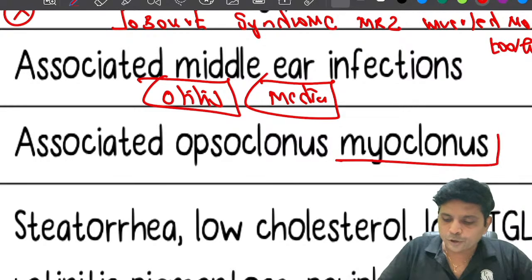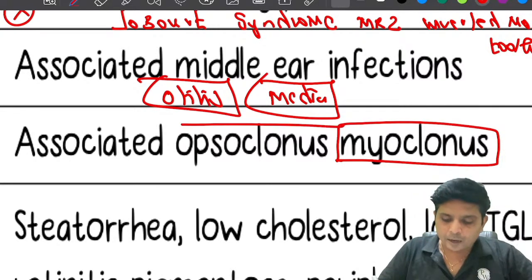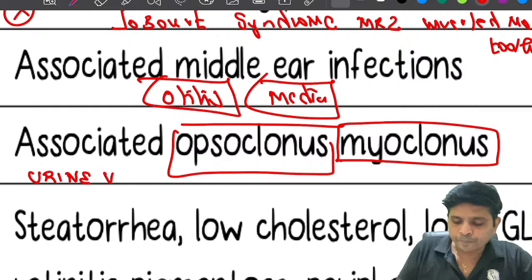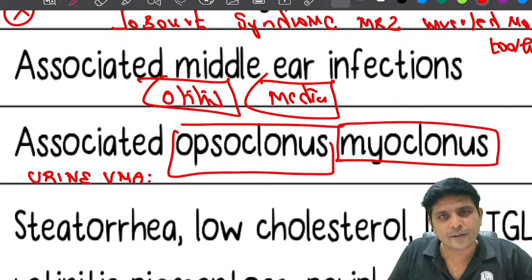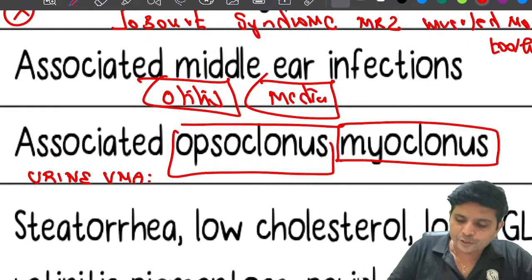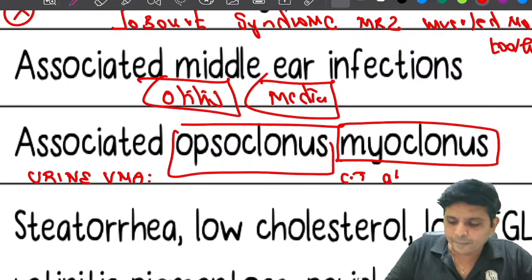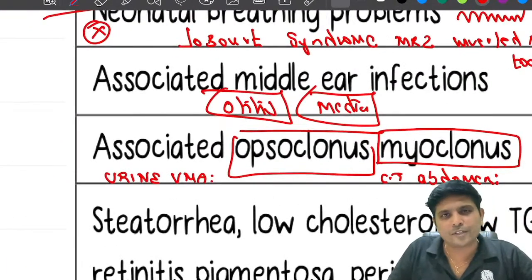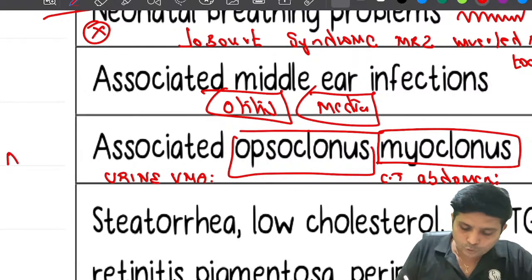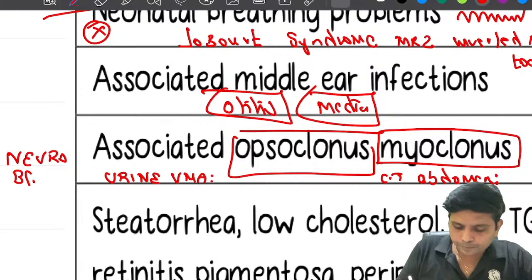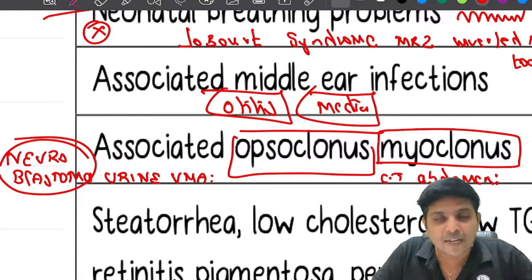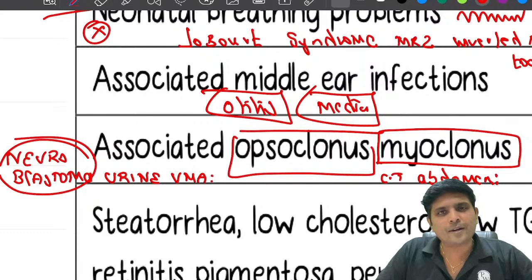When you have myoclonus leading to ataxia and opsoclonus, the first investigation that you need to take is urine VMA. This is the clue I am going to give: urine vanillyl mandelic acid. Second, you need to take a CT abdomen. Why? Because the one which presents with opsoclonus myoclonus is nothing but neuroblastoma. This opsoclonus myoclonus is a paraneoplastic manifestation of neuroblastoma and it has an excellent prognosis.